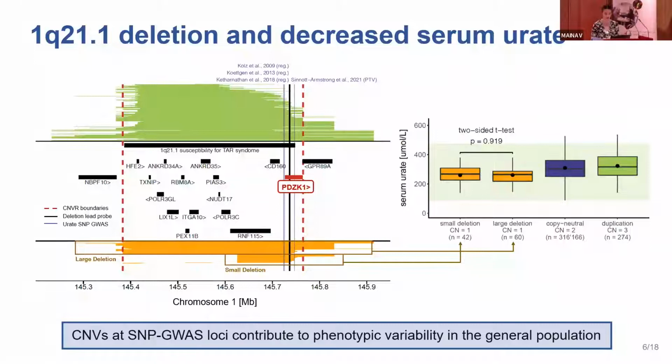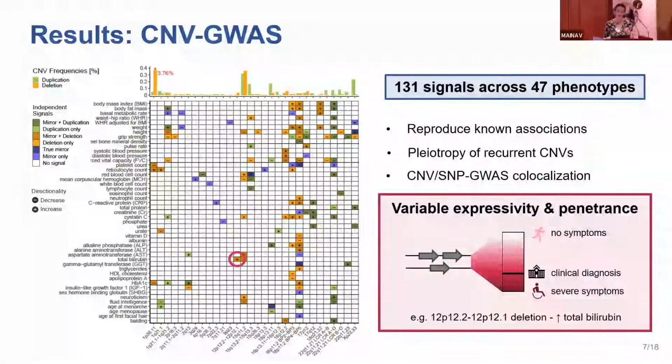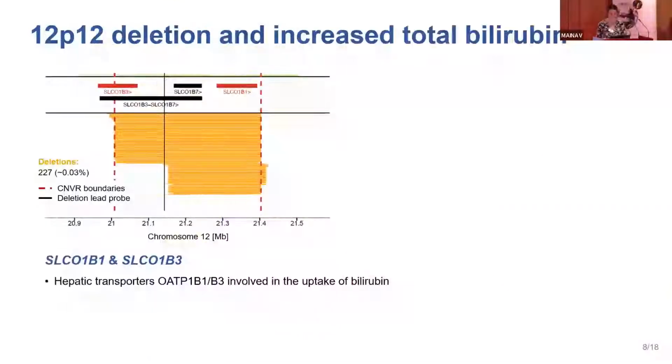the general population. So coming back to the main result map, another pattern that we observed was that many of our signals mapped to regions that were previously involved with Mendelian disorders. And for these, we tend to observe variable expressivity and penetrance. And once more, I will illustrate this with a specific example, which is a deletion on chromosome 12 that we found to be associated with increased level of bilirubin.